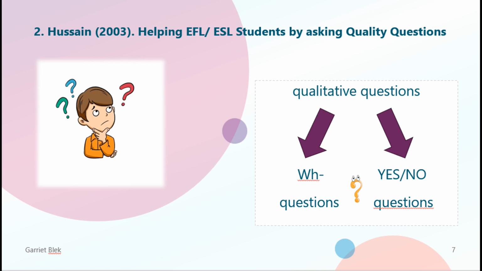Examples of different type questions. WH question: What is the formula of water? Yes/no question: Will you come tomorrow?